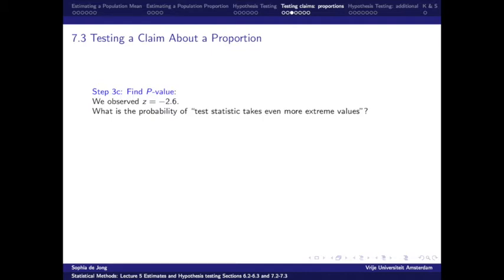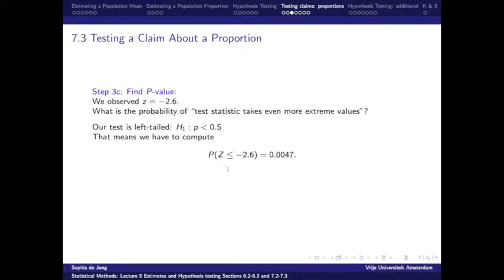How to compute this probability depends on the test. In this case, the test is left tailed. Our alternative hypothesis was p being less than 0.5. We have found an observation of negative 2.6, so now we have to compute the probability that our test statistic is less than or equal to that observation, so that it takes even more extreme values. Extreme values in this case means values less than or equal to negative 2.6, because our test is left tailed.